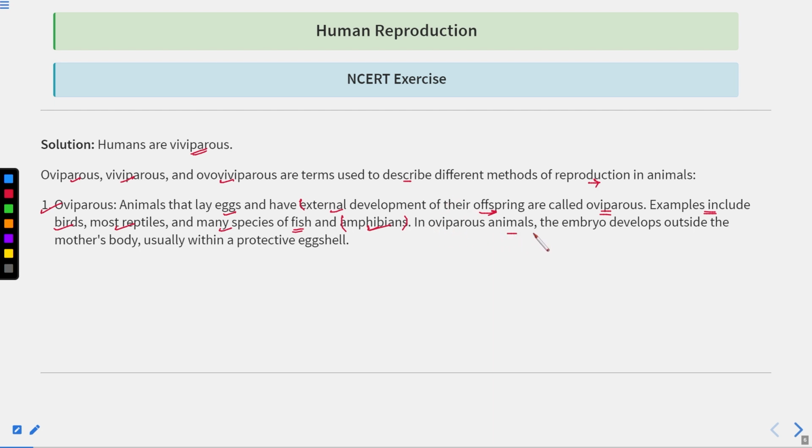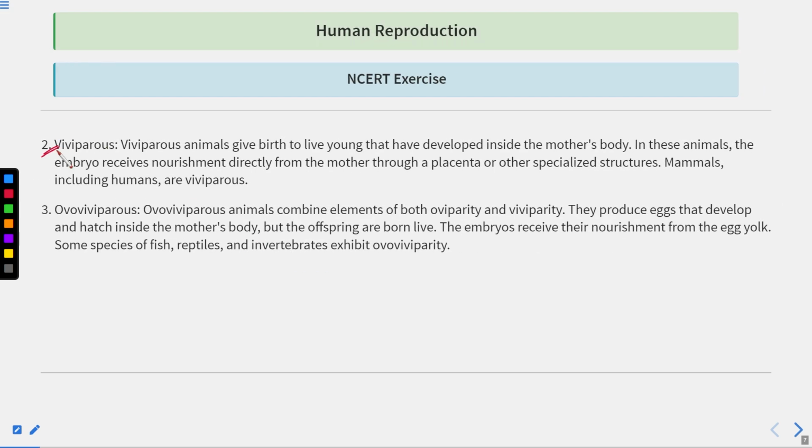Now in oviparous animals, the embryo develops outside the mother's body, usually within a protective eggshell. So embryo develops within the egg. Clear? Next, viviparous organisms. So humans are viviparous. So viviparous animals give birth to live young. Okay, they give birth to the young ones. You can simply write they give birth to the young ones, okay, that have developed inside the mother's body.